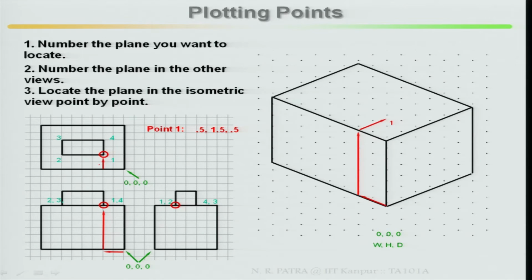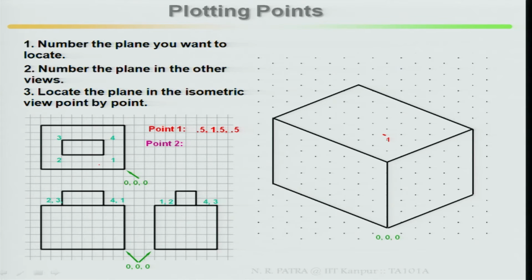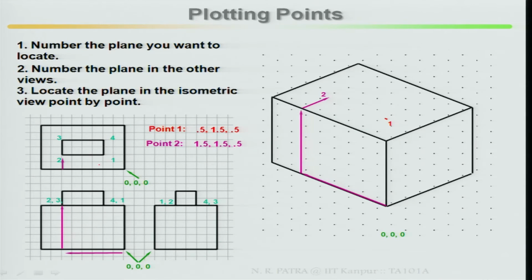This point is your point 1, because the first part is that you have to number the plane you want to locate, and the top surface of the plane we want to locate first. Then point 1 is ready, come to point 2. This is your point 2, similarly in the side view. The height measurement is 1.5 and the depth is 0.5. The coordinates are 1.5, 1.5 and 0.5. Mark the point. Now point 2 has been marked in your isometric box at the top surface.